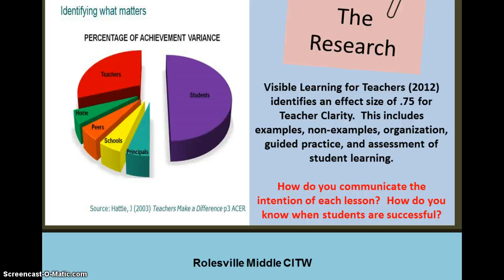All right, and also teacher clarity. What Ms. Zaytoon did with her students in clarifying the objectives and the essential question, that's a 0.75 effect size for kids. So that also is increasing as we set objectives and then define those with students, including examples, non-examples, organization, guided practice, and assessment of student learning. That also increases our effect size. So how do you communicate the intention of each lesson, and how do you know when students are successful?